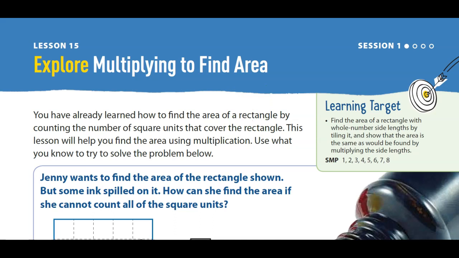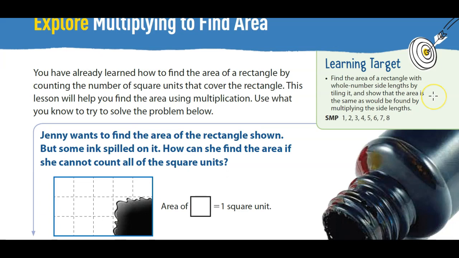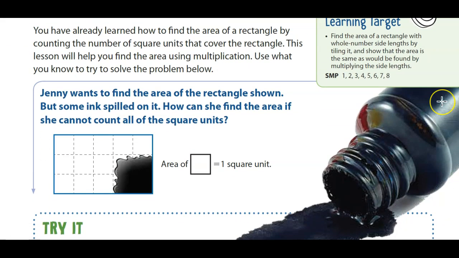So we're multiplying to find the area. Anybody remember what's the formula that we use? Length times width. That's one way to do it. Or I could just count all the squares, if all the squares are equal to each other, or I could just do length times width. So you have already learned how to find the area of a rectangle by counting the number of squares to cover the rectangle. Plus, we also use length times width.